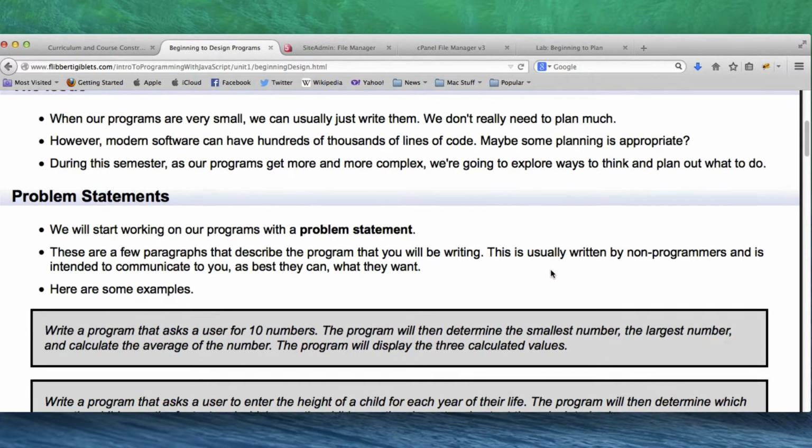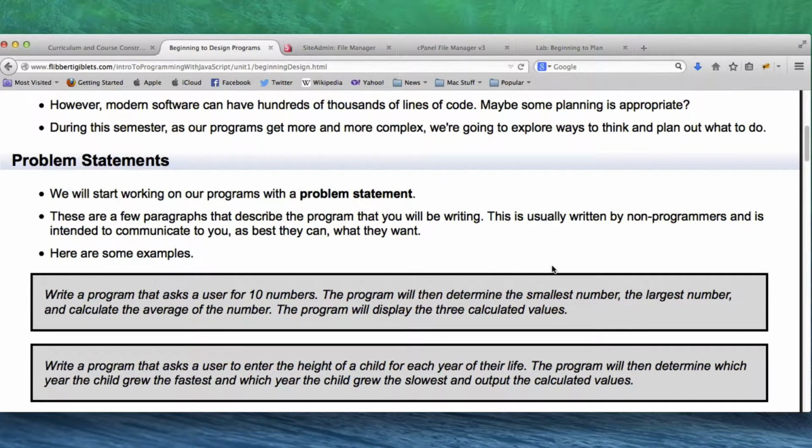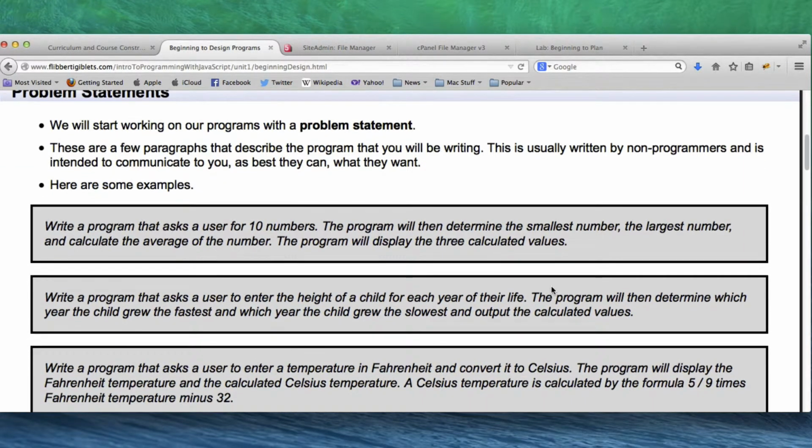Or how about this one? Write a program that asks a user to enter the height of a child for each year of their life. The program will then determine which year the child grew the fastest and which year the child grew the slowest and output the calculated values. This could be useful.